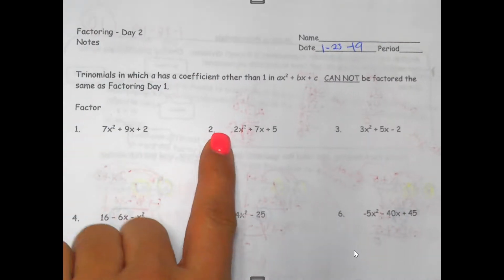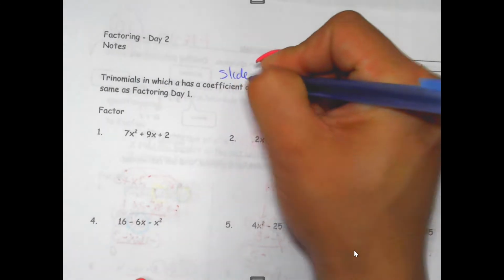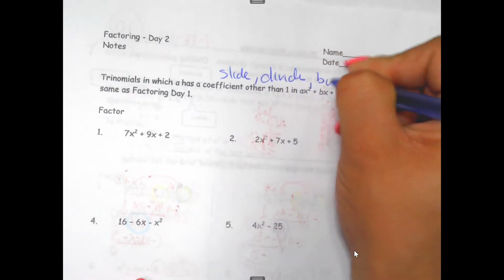Today, all our trinomials have a number in front. There's a coefficient in front of the x squared other than 1. So today's method is going to be a little bit of what we did yesterday and then something new. The method we're using is called slide, divide, bottoms up.